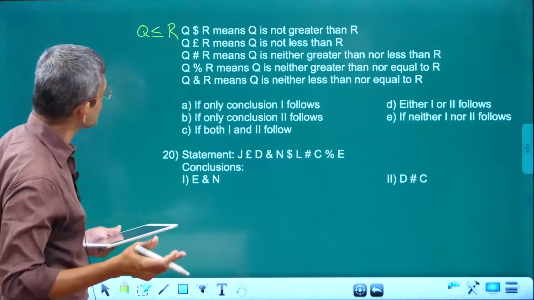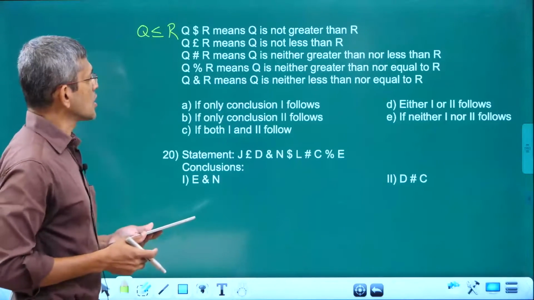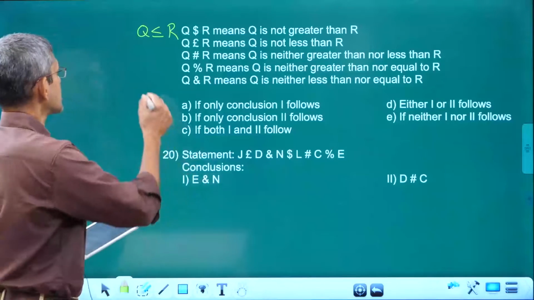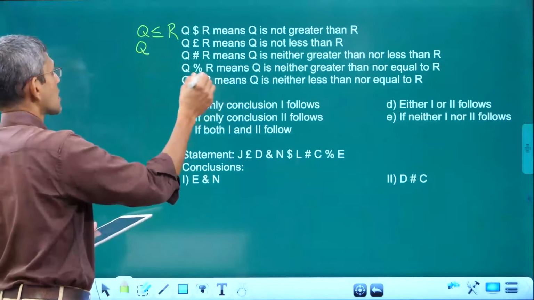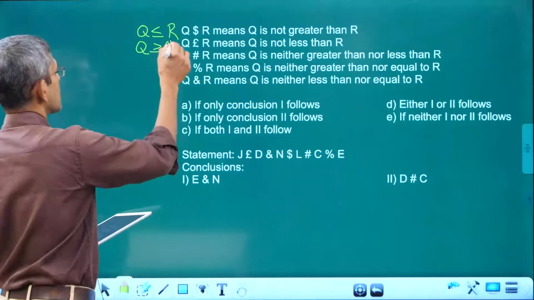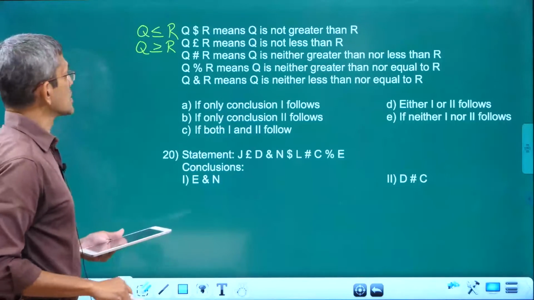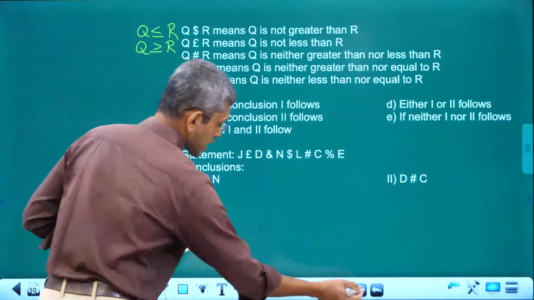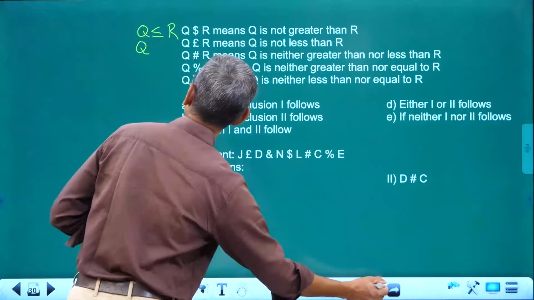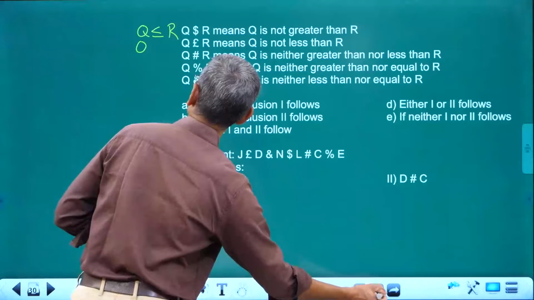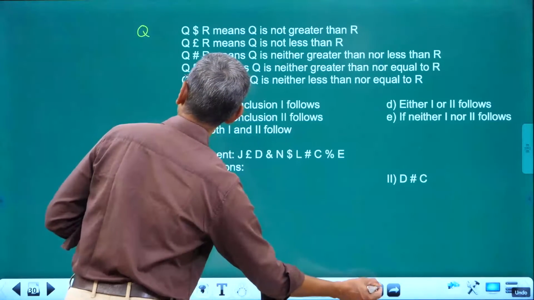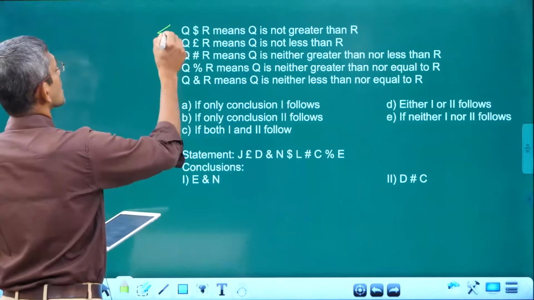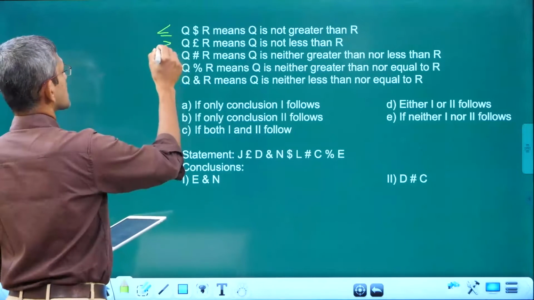Next one, Q £ R means Q is not less than R. If Q is not less than R, that means Q must be greater than or equal to R. So the symbol is greater than or equal to. For convenience, we just write it as less than or equal to or greater than or equal to. That would be easy for us. We don't need Q and R. So this one is less than or equal to. This one is greater than or equal to.